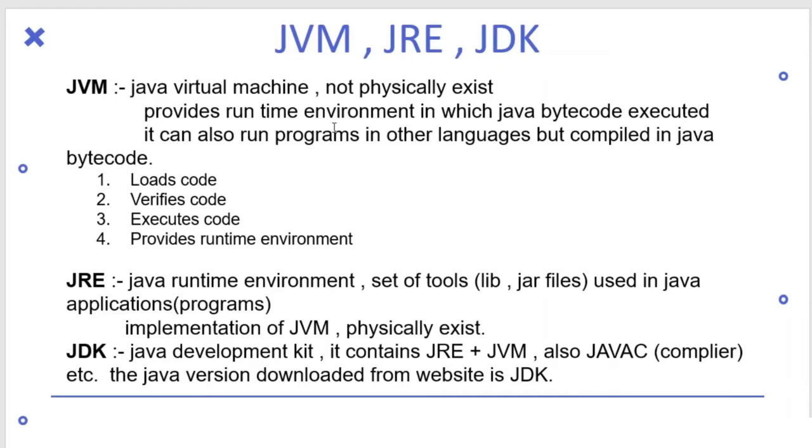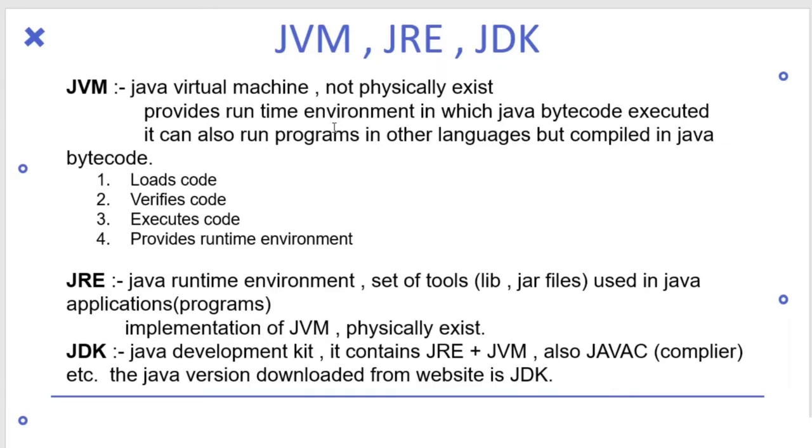It also runs programs in other languages that are compiled for Java. For example, if you created programs in other languages like Kotlin, these also support the JVM. The main functions of the JVM are that it loads the code, verifies the code, executes the code, and provides the runtime environment.